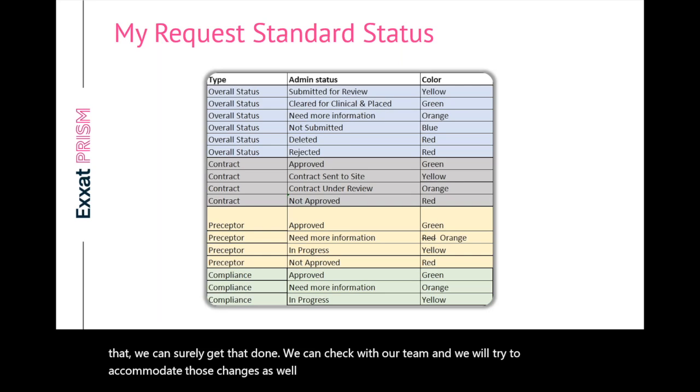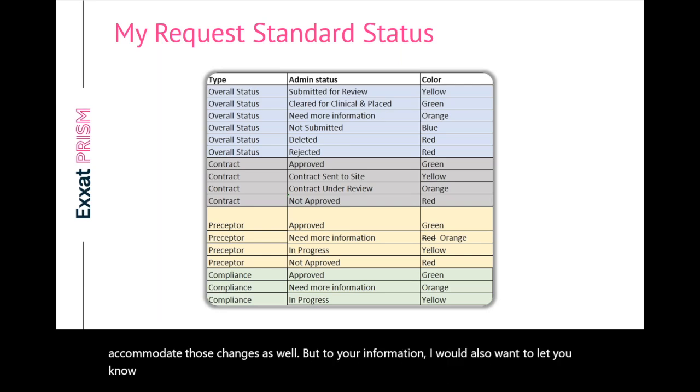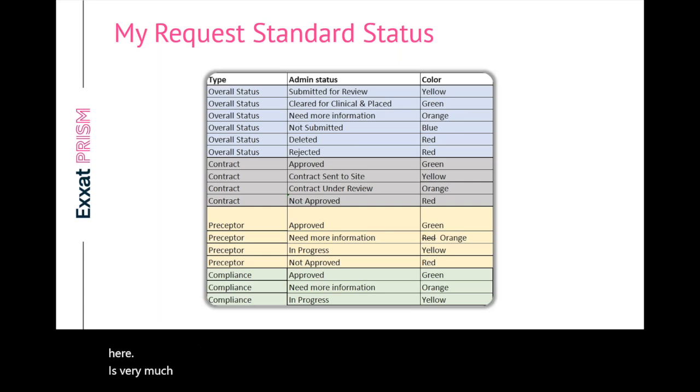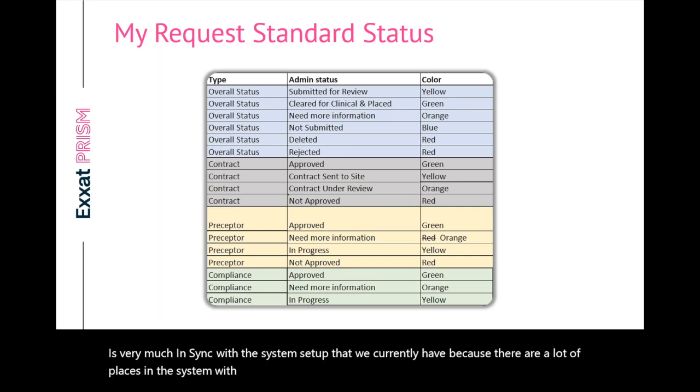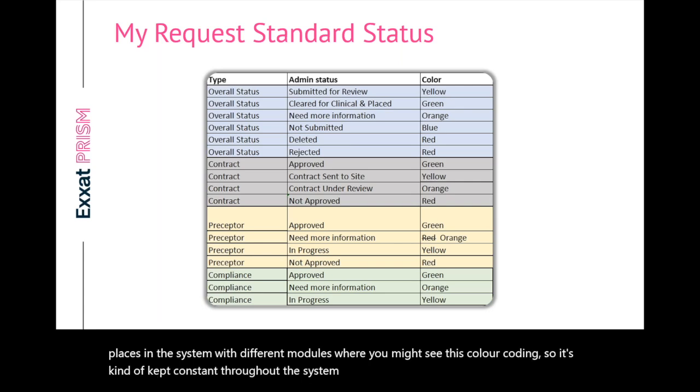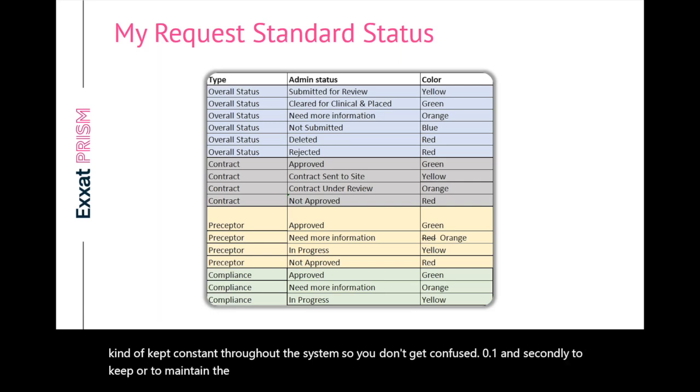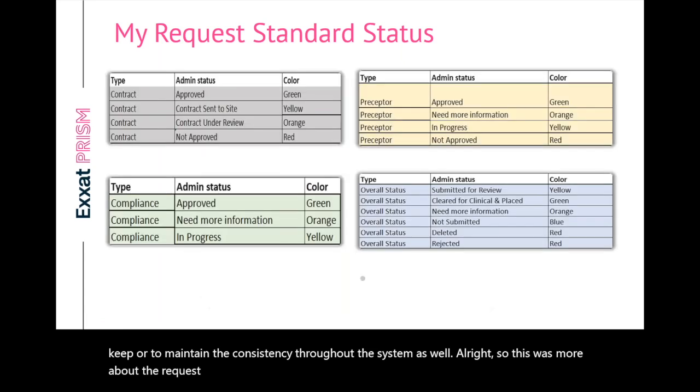But for your information, I would also want to let you know that most of the color coding that you currently see listed on the screen is very much in sync with the system setup that we currently have, because there are a lot of places in the system with different modules where you might see this color coding. So it's kept constant throughout the system, so you don't get confused, point one, and secondly, to maintain the consistency throughout the system as well. All right. So this was more about the request status that can be edited or customized. And these are a few examples, which were again part of the previous slide as well.